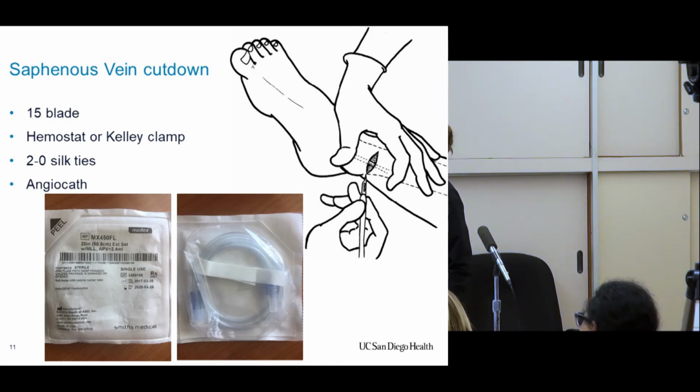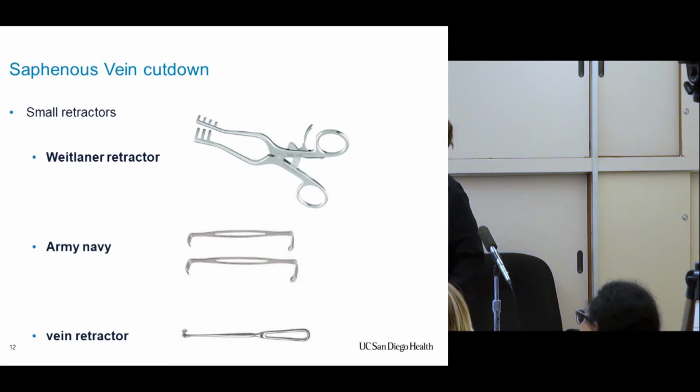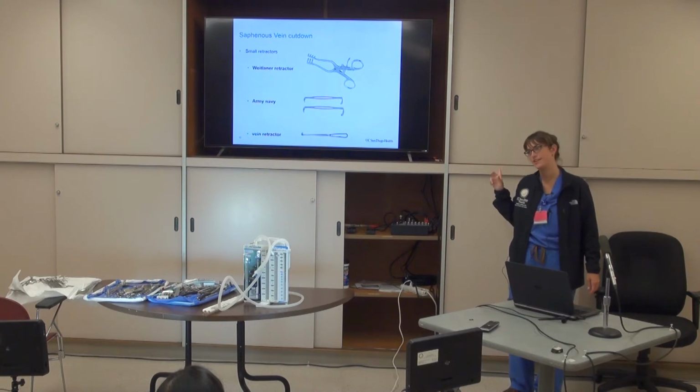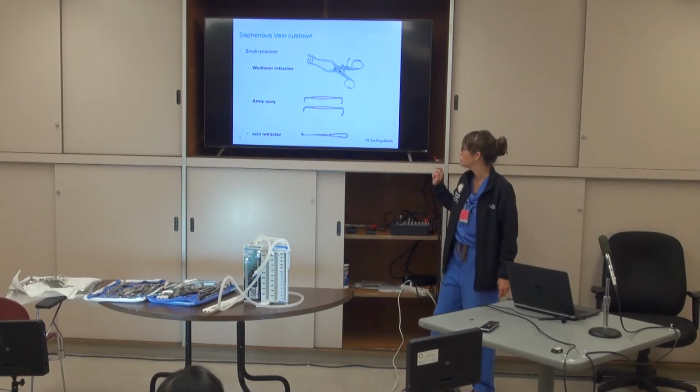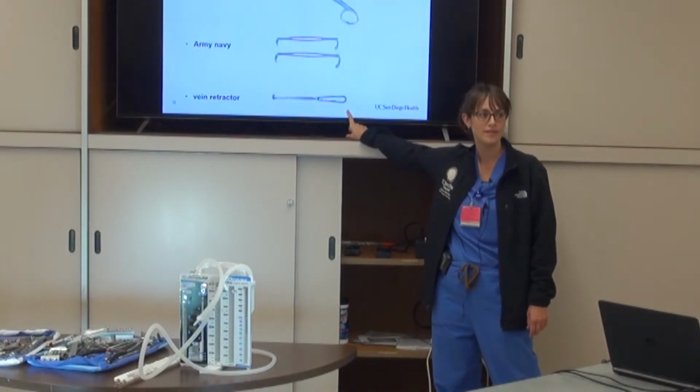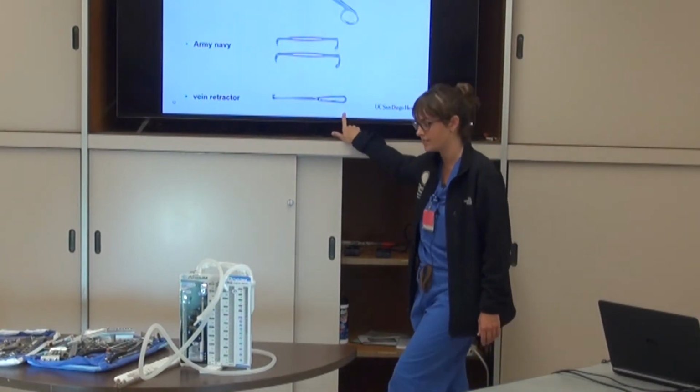Okay, so these are different instruments that people might ask you for while they're trying to get the saphenous cut down. Some of them we have in the bay and some of them we don't. Vein retractors we do not have in the bay. They're very nice and useful, but they're not necessary.